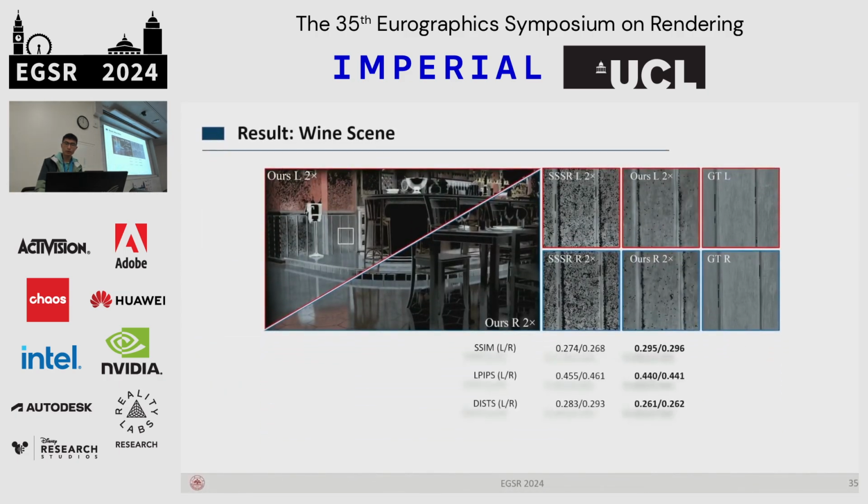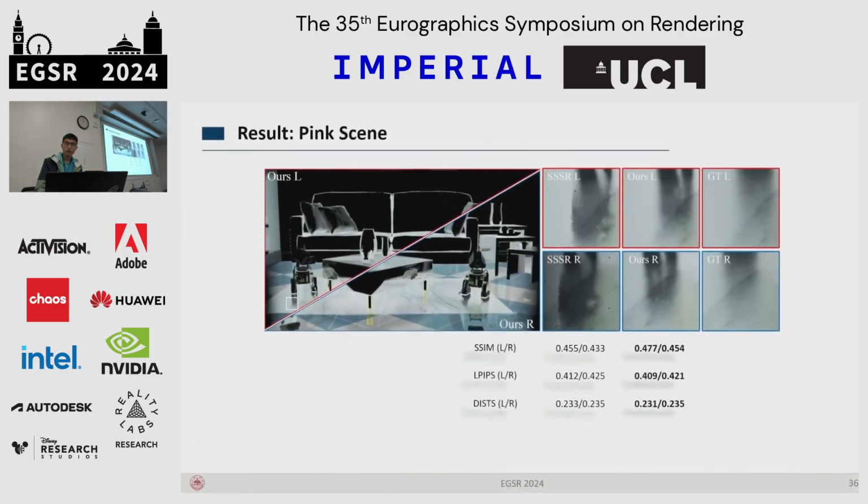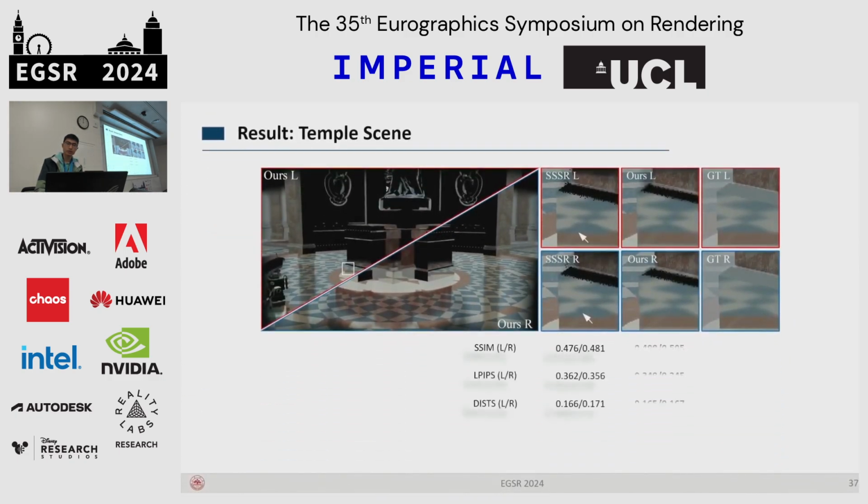The second comparison is in the one scene. Our method achieved better and more stable reflections. The third comparison is in the pink scene. In complex occlusion scenes, our method obtains more accurate and consistent reflection information. Lastly, we conducted a comparison in the temple scene. For complex textures, our method achieves more accurate and consistent results.